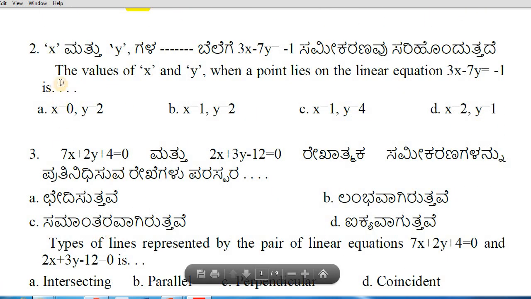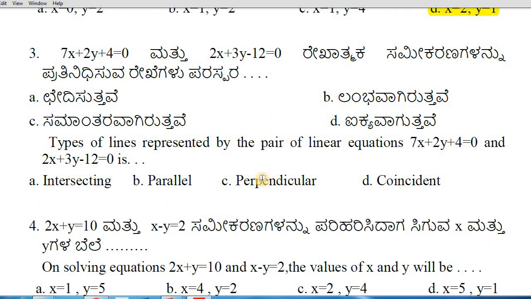So question number 2. The values of x and y when a point lies on the linear equation 3x minus 7y equals minus 1 is. Options are A, x equals 0, y equals 2. Option B, x equals 1, y equals 2. Option C, x equals 1, y equals 4. Option D, x equals 2, y equals 1. So for this question, the correct answer is option D.